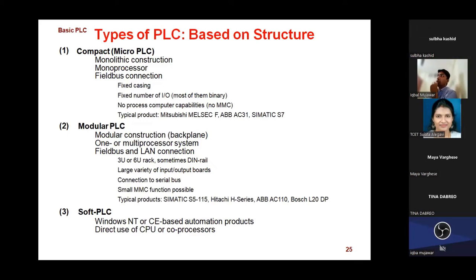Whenever I'm going to purchase a PLC, based on your application, you have to decide what kind of PLC you want to select. Whether you should go with the compact micro PLC, the modular PLC, or the software PLC. These are the three types I can say. Suppose you require a fixed casing, a fixed number of input output pins, and no process computer capability, then you can go with the compact PLC.